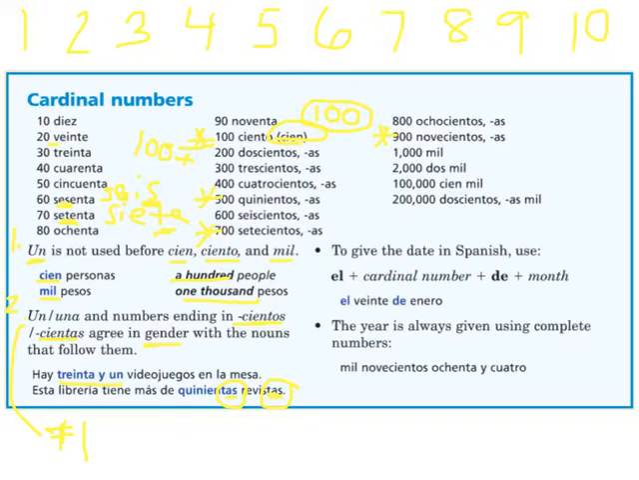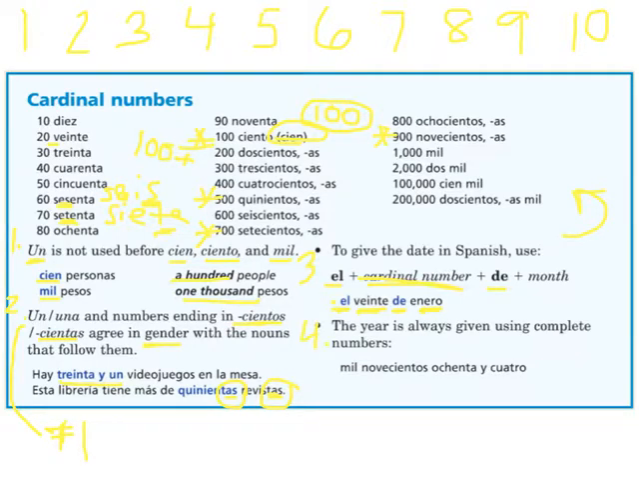Alright, rule number 3. To give the date in Spanish, and hopefully you guys know this since we do this most days, to give the date in Spanish, use el plus the cardinal number, that's what we just learned, plus de plus the month. So for example, we would say el 20 de enero, the 20th of January.